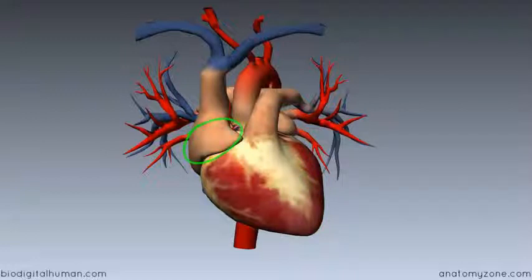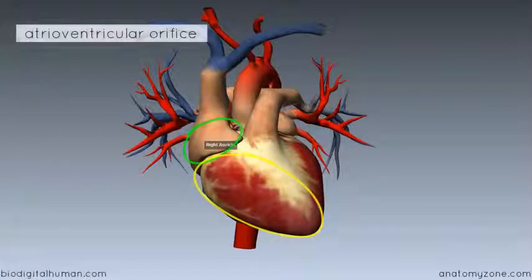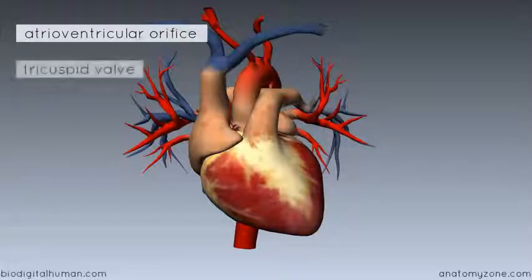So when the right atrium contracts, blood is sent into the right ventricle through the atrioventricular orifice. And when the right ventricle contracts, the backflow of blood is prevented by the tricuspid valve, which sits in this atrioventricular orifice and prevents the backflow of blood.